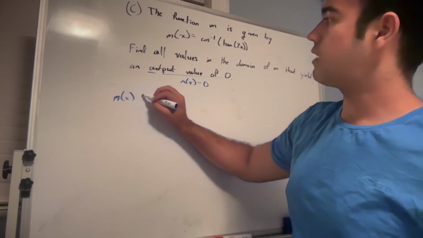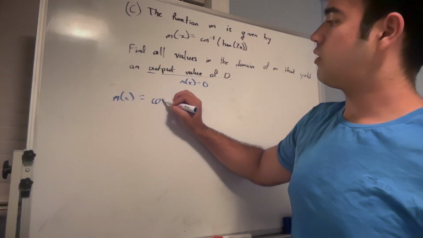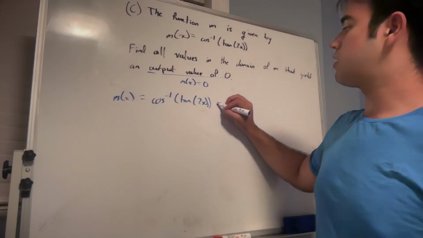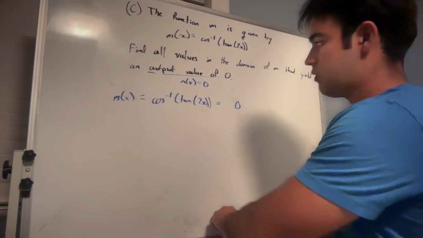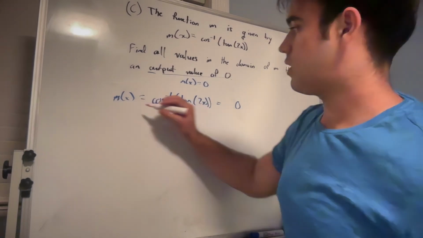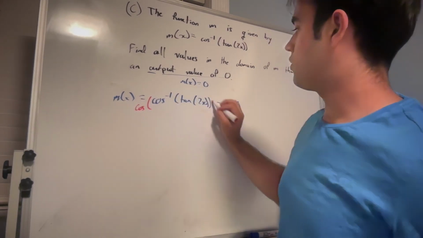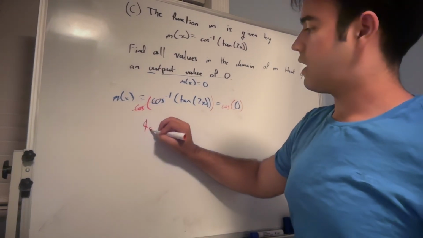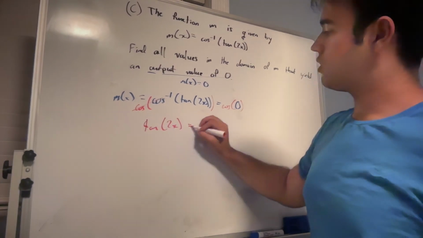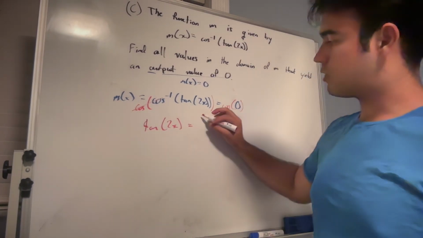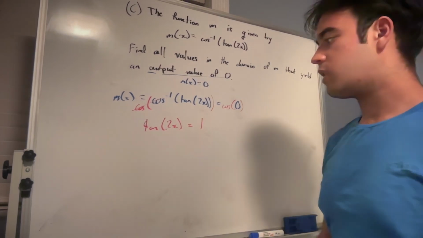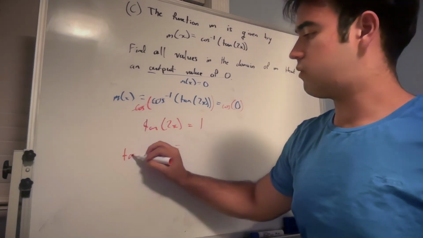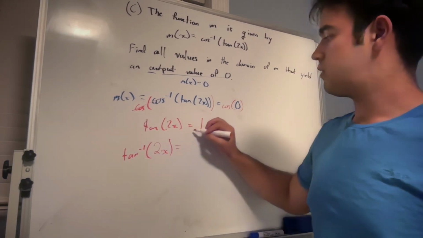So m of x is equal to cosine inverse of tangent of 2x, and this is going to be equal to 0. And we're just going to apply cosine, right, to cancel out the cosine inverse there, and we'll be left with tangent of 2x, which is going to equal cosine of 0, and cosine of 0 is 1. And then from here, to isolate 2x, we're going to apply the inverse tangent, right? Inverse tangent.